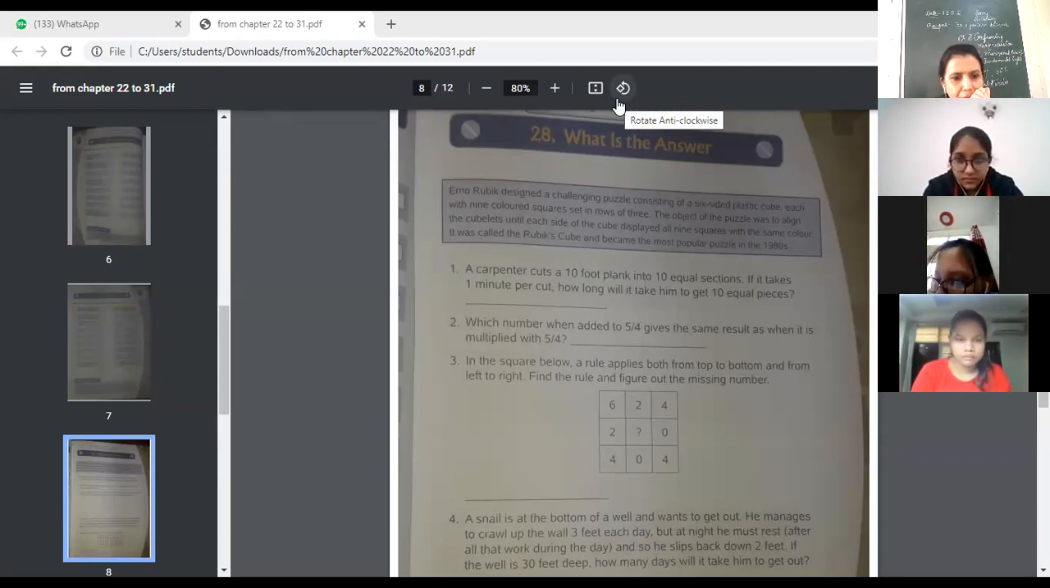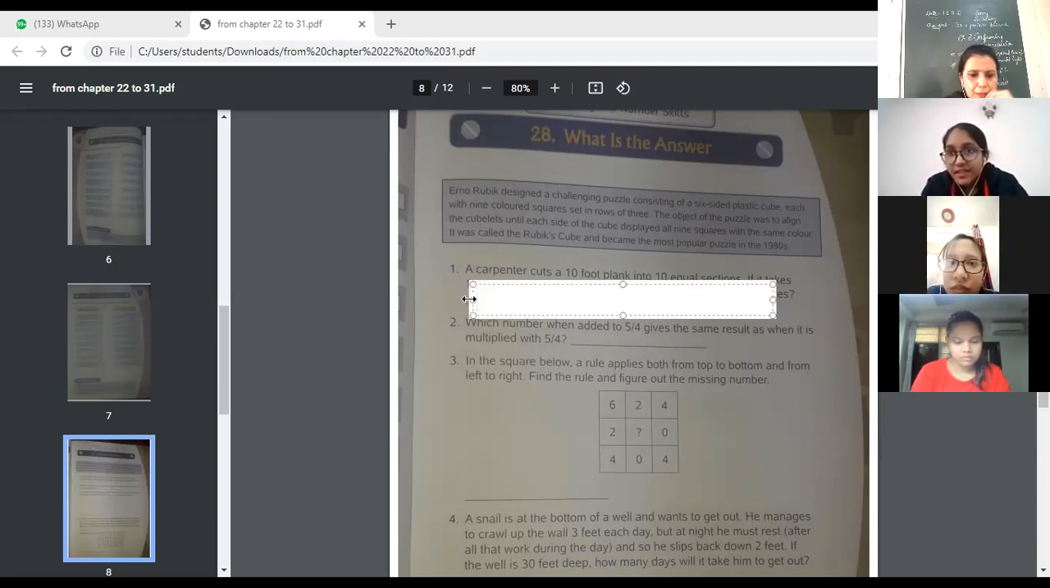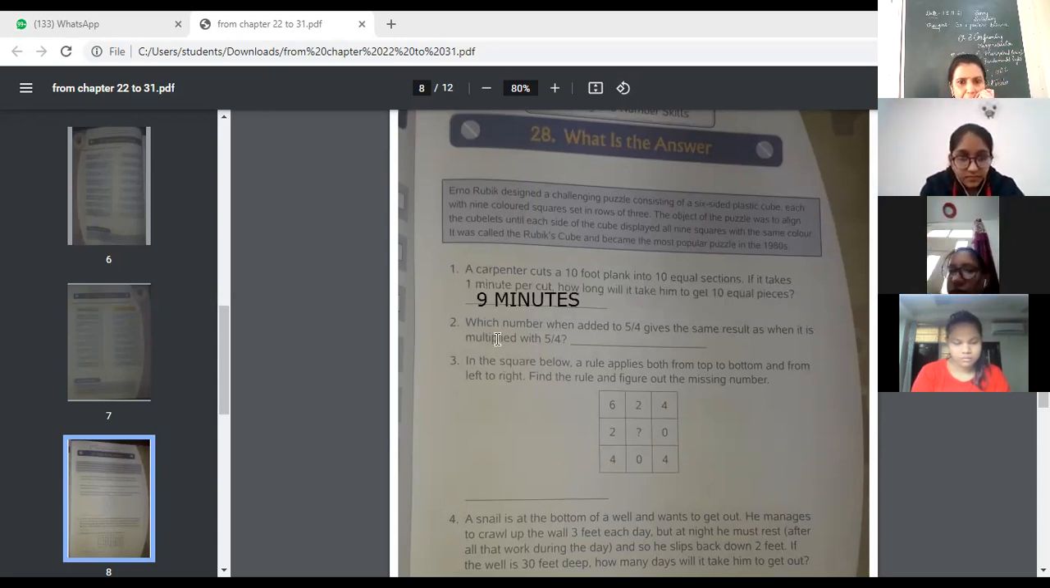So Ananya has given the answer, that is 9 minutes. So I'm asking, why is it so? Why only 9 minutes, Ma'am? Because whenever we cut anything, one piece cuts on its own. So 1 minute, one piece is cut on its own. So the answer will be 9 minutes.